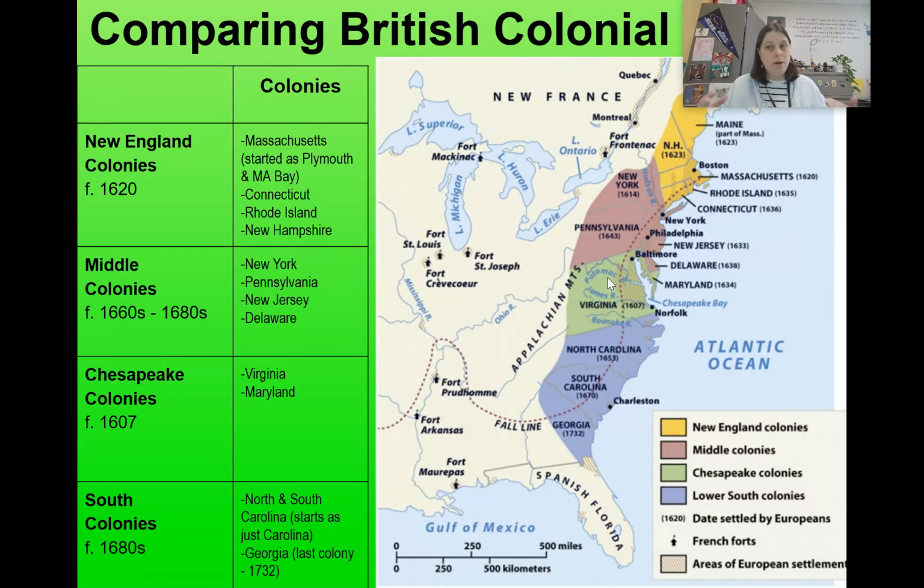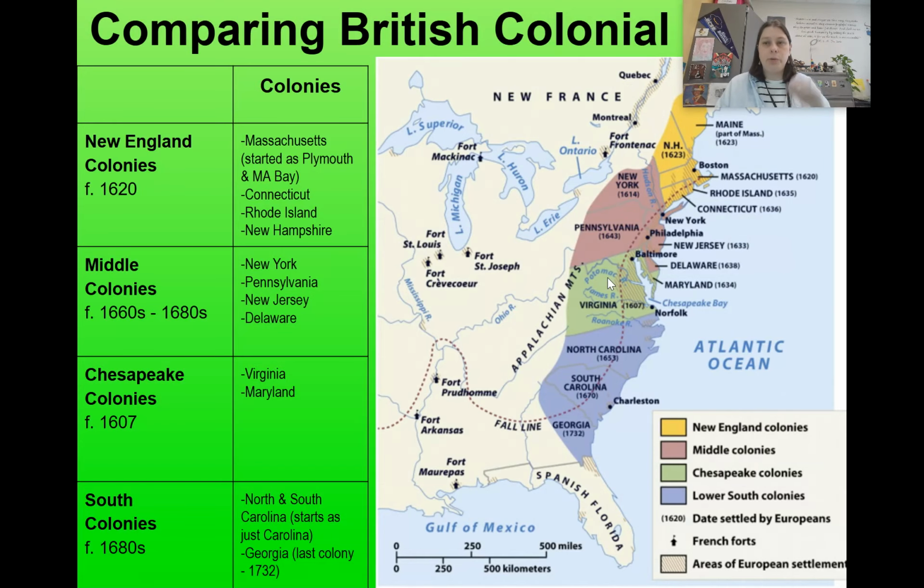Chesapeake, our main colony here, of course, is Virginia. This is where the first and earliest colony is founded, and Virginia is going to remain a really dominant colony throughout the colonial period, and then a dominant state in the early United States. Three of our first four presidents are from Virginia, and many others as well. Maryland, very much less important.